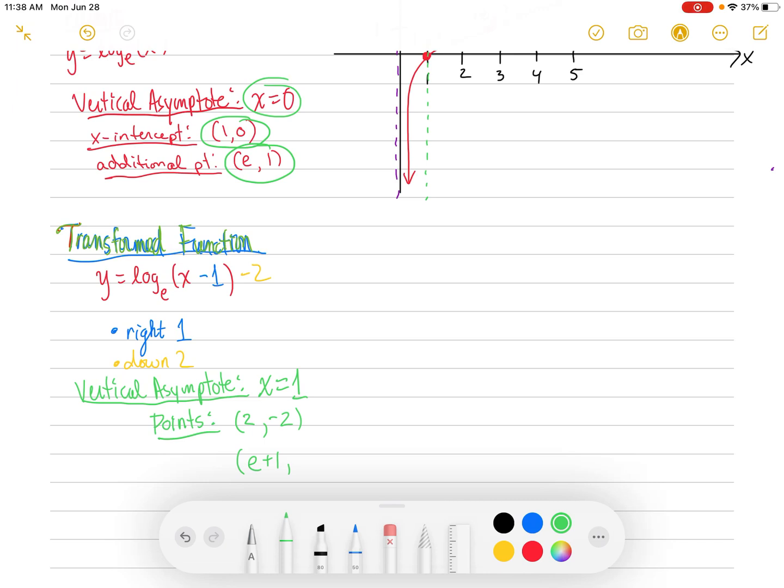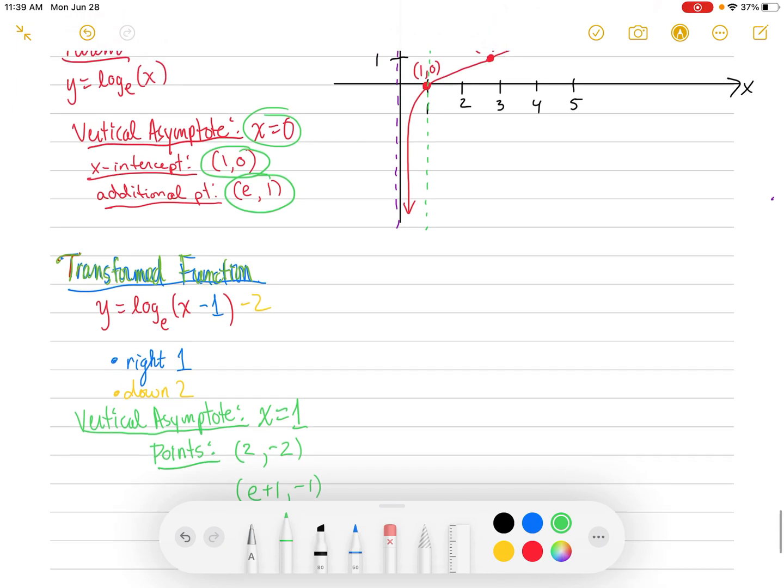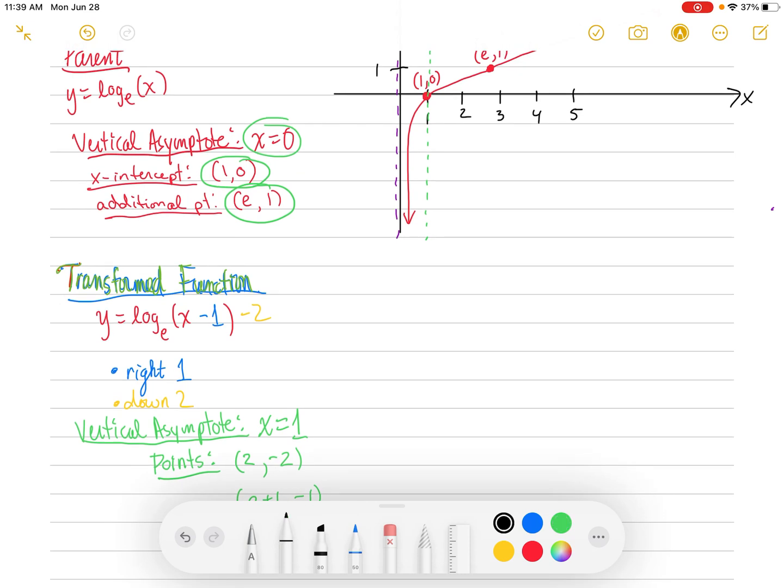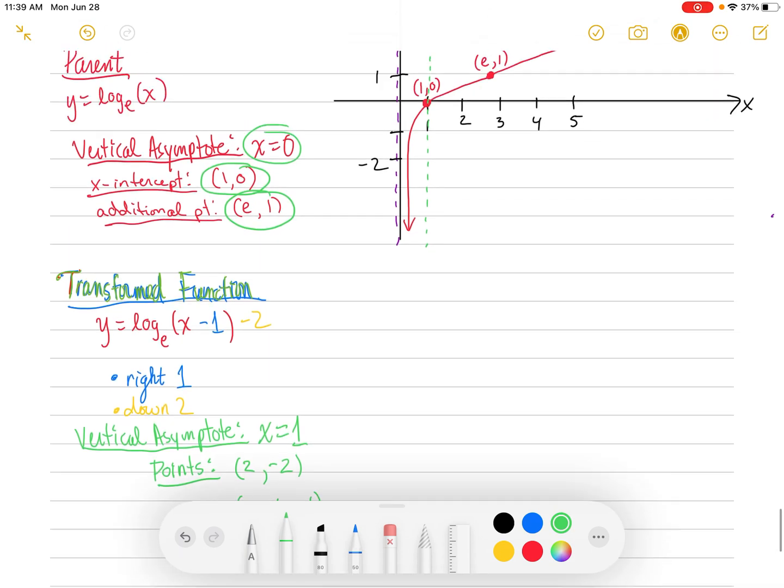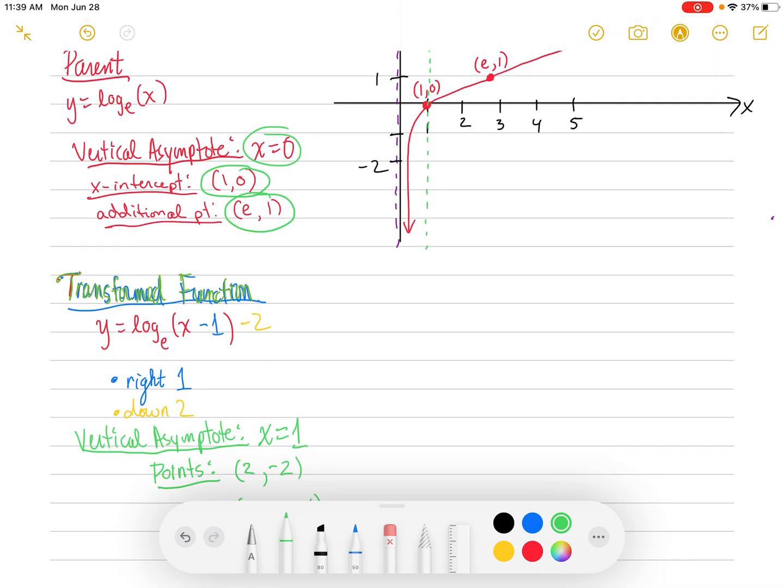Now my other point, which is called the additional point, we have to add 1 to the x value, so we get e plus 1, and we have to subtract 2 from the y value. It was 1, so when you take 1 minus 2, you get negative 1. So these are our 2 points. (2, -2), let's find where that is.